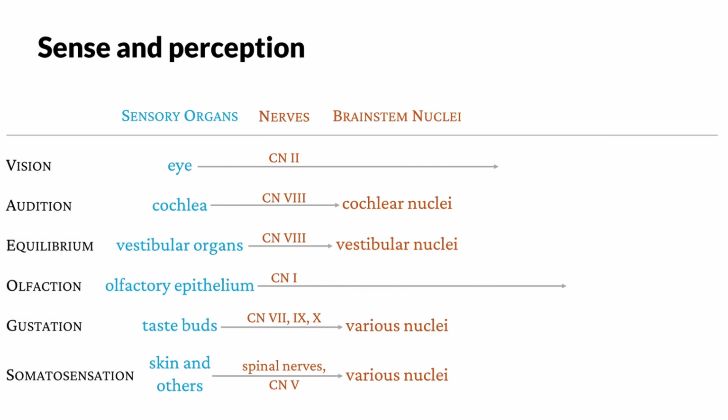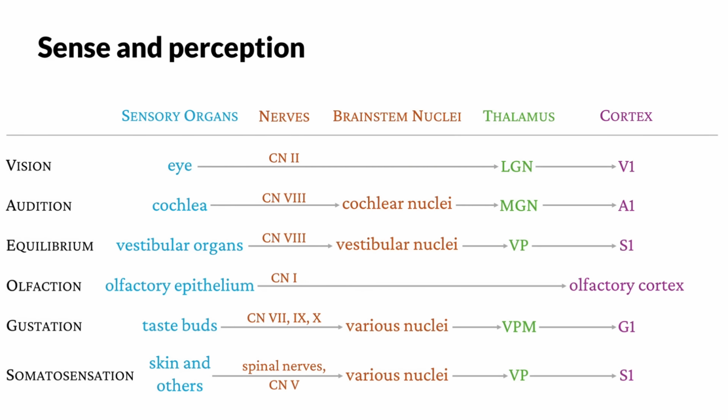The brainstem nuclei in turn transmit information to the thalamus. There are various nuclei in the thalamus, for example, the lateral geniculate nucleus, LGN, the medial geniculate nucleus, MGN, the ventral posterior nucleus, VP, etc. And then the thalamus sends information to the cortex, the primary cortex, which are named V1, A1, S1, etc. And the primary cortex goes to higher level cortices for further processing of the information.